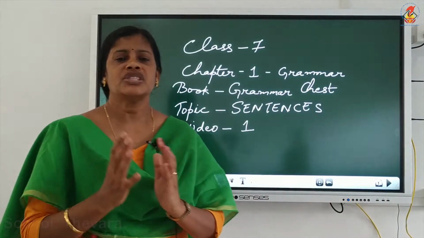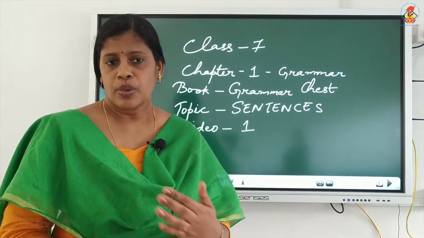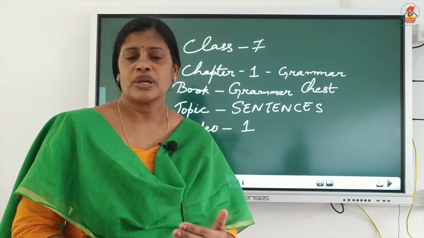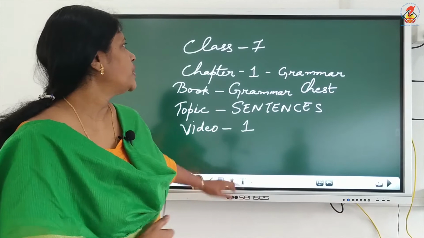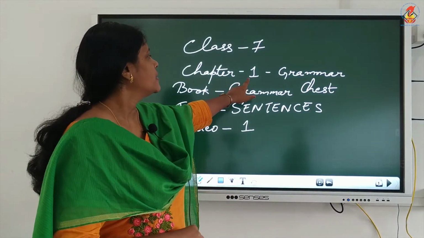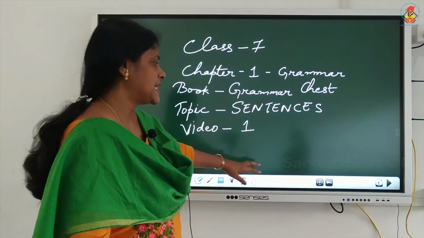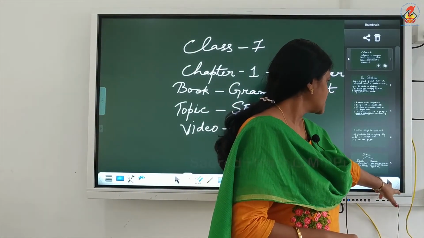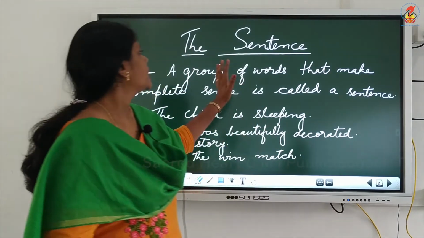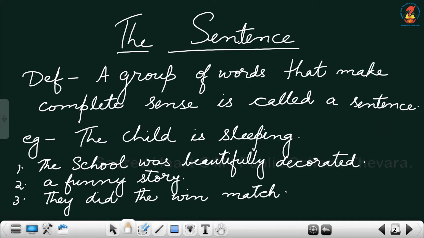The words are arranged in a meaningful order so that the one who listens to it or the one who reads gets a proper meaning. Is it clear? So we'll be doing the first lesson from your grammar, that is the sentences. So let's see what is the definition of sentences. So what is the definition? A sentence is a group of words that make complete sense. The sense should be complete, the words should be meaningful. Is it clear? So it is called a sentence.